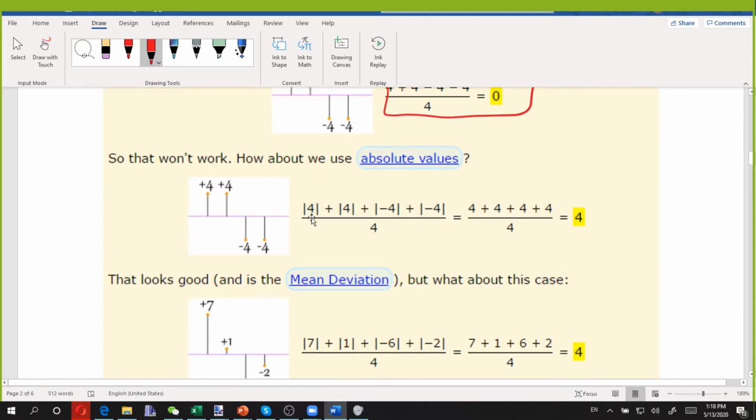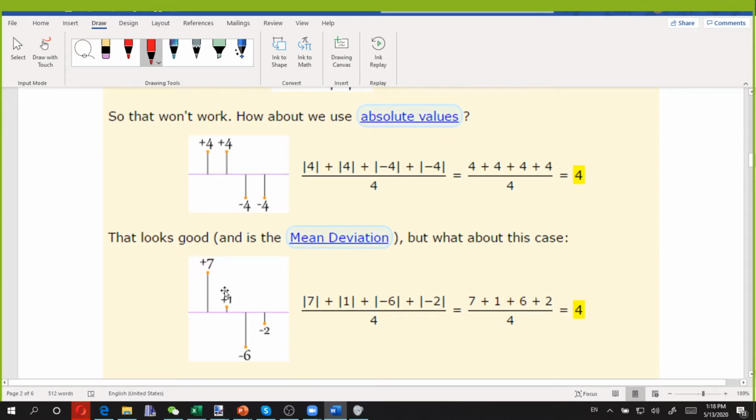So the next thing we tried was absolute values. All of these values that are 4 units above the mean are the same distance from the mean as these units that are 4 units below the mean. Unfortunately, while this looks good at first, it does mean that these two distributions, 4, 4, -4, -4 from the mean, and 7, 1, -6, -2 from the mean, end up having the same value for their average distance from the mean. Which, looking at these two distributions, I think you guys would agree with me that one of them has more change.